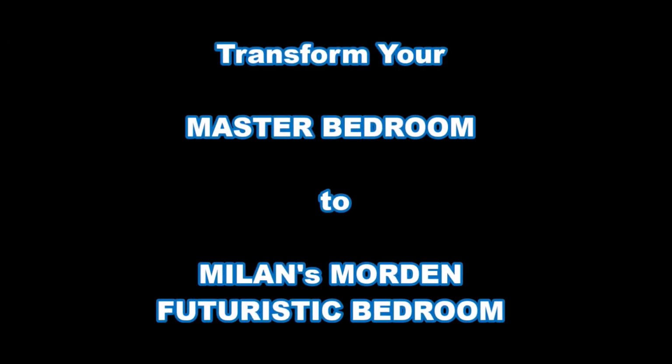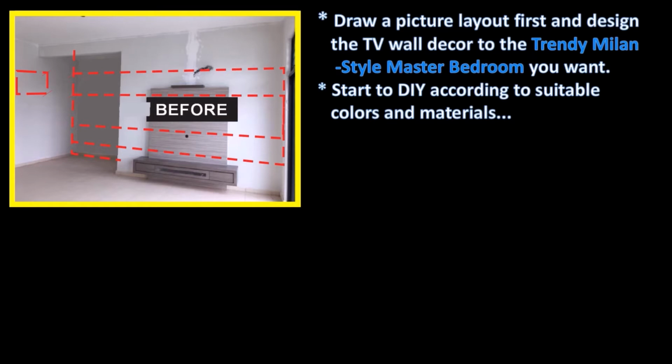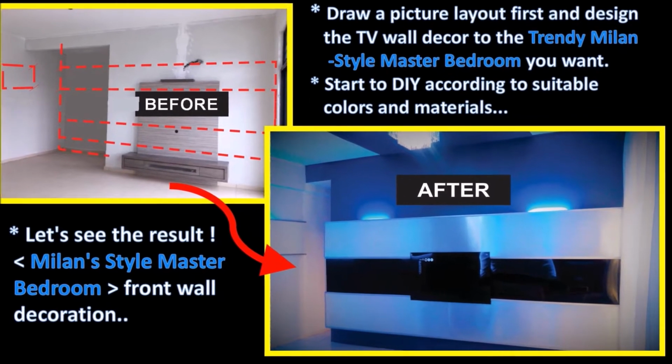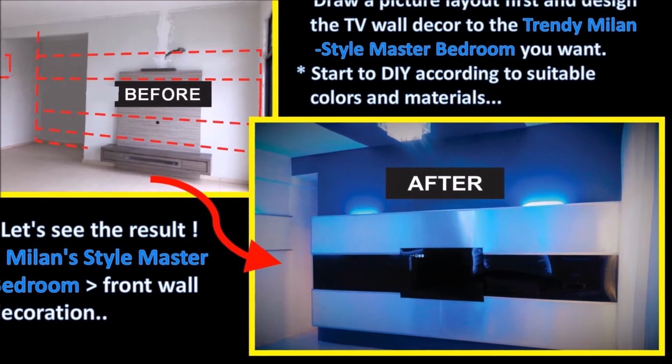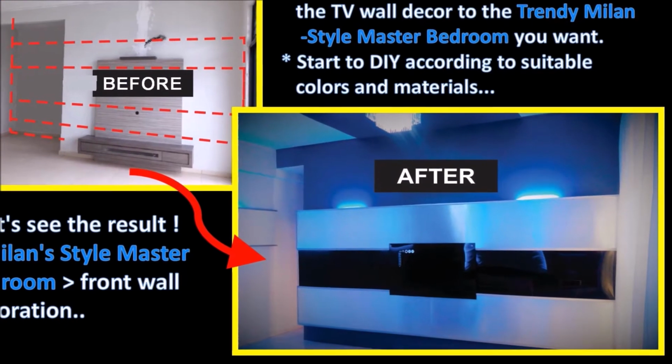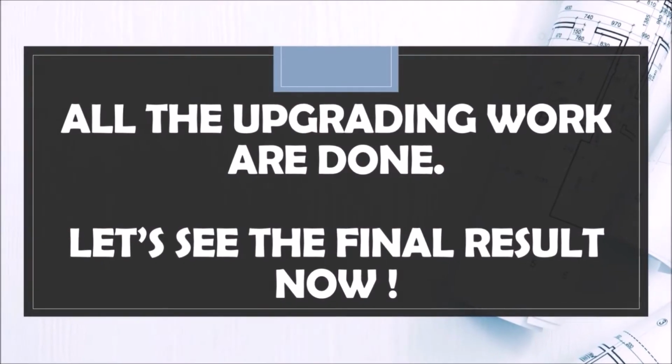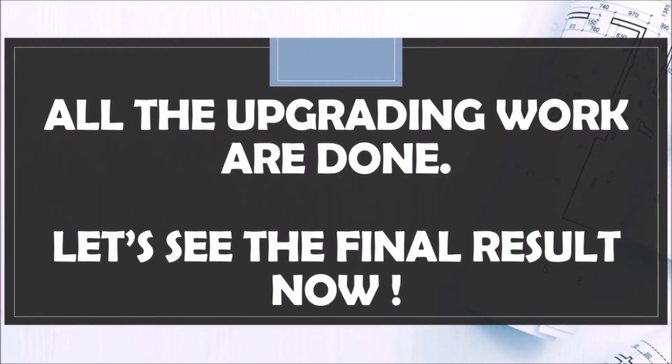Transform your master bedroom to Milan's modern futuristic bedroom. Draw a picture layout first and design the TV wall decor to the trendy Milan style master bedroom you want. Start to DIY according to suitable colors and materials. Let's see the result. Milan style master bedroom, front wall decoration. All the upgrading work is done. Let's see the final result now.